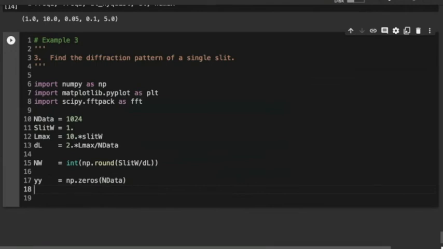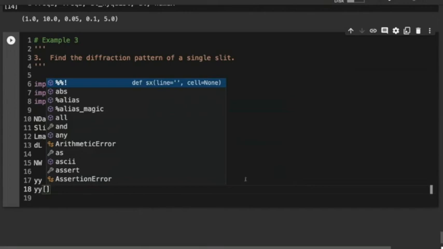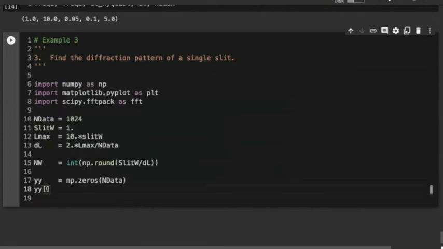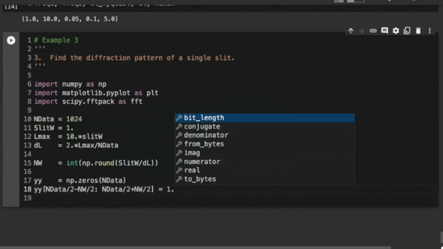Now it is defined as 0 everywhere, but it is non-zero at the middle, for a width of nw. So I can call those indices of the array y. Remember that it should start from the center, which is n data by 2, go to half of the slit on the left side, which is nw by 2, and start from there and go to half of the slit on the right side. So this half and half on both sides will make it one slit width. This we want to keep as 1, because that is where the slit is on.